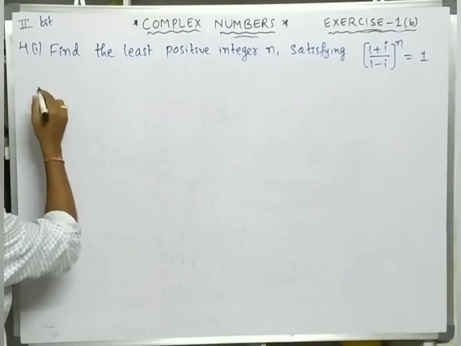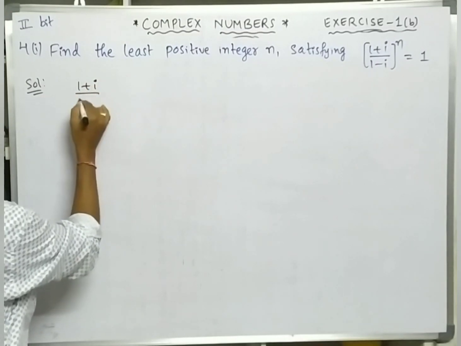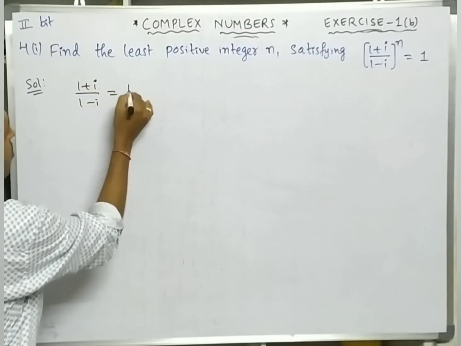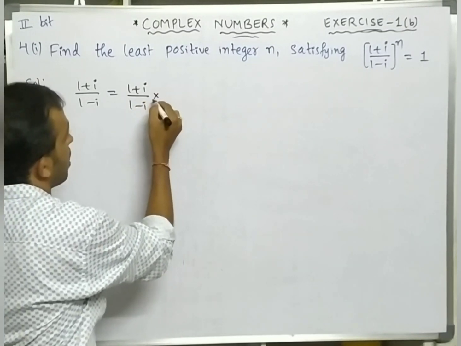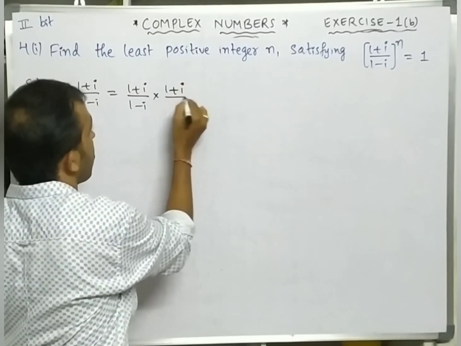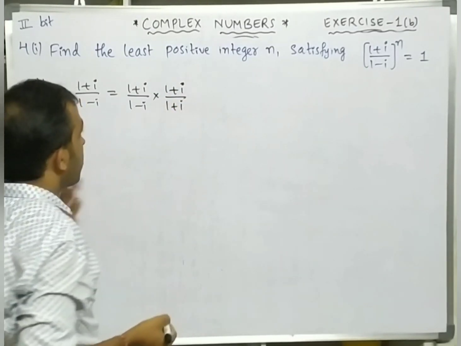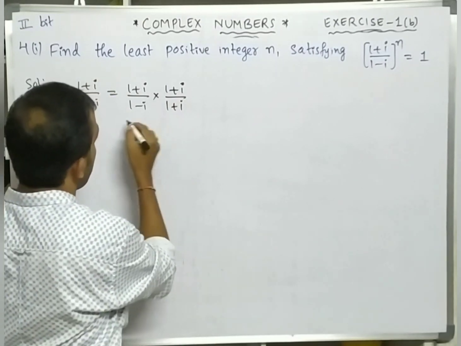So for that, first of all take (1 plus i) by (1 minus i) and convert it to complex number form, that is a plus ib form. For that, multiply numerator and denominator with its conjugate. What is the conjugate of the denominator? 1 plus i. Multiply numerator and denominator.